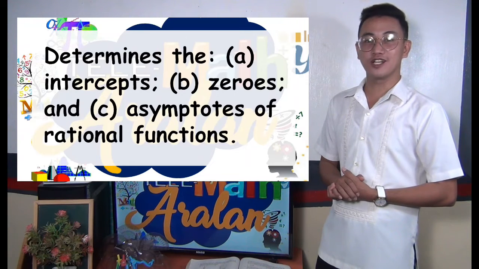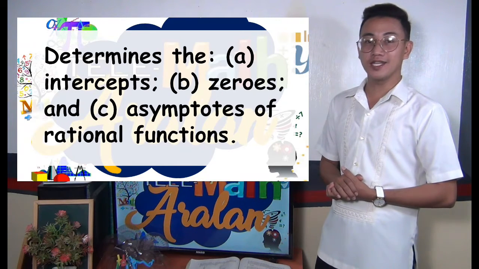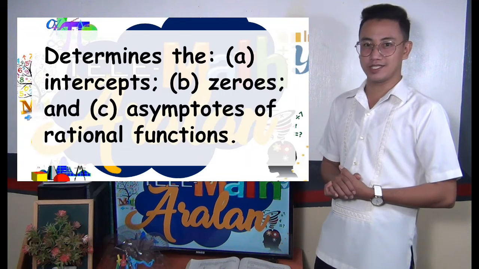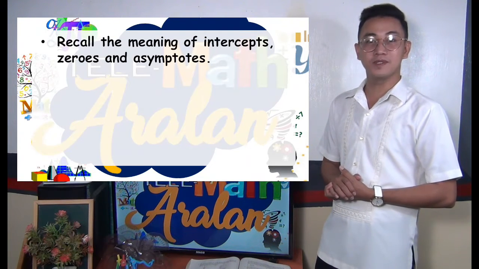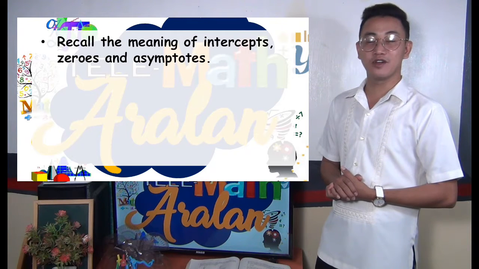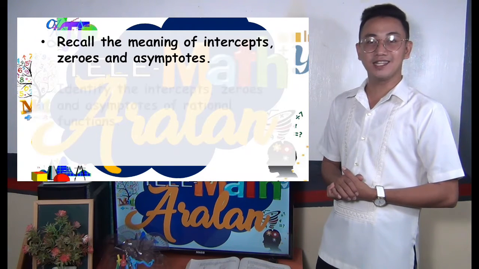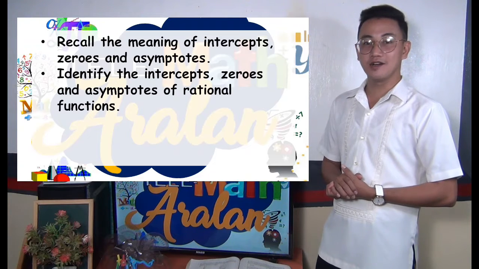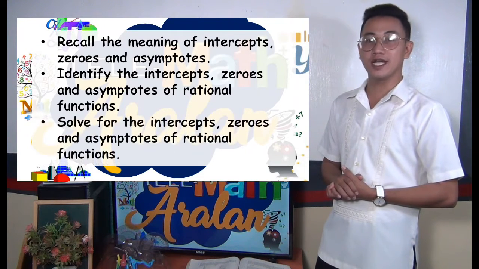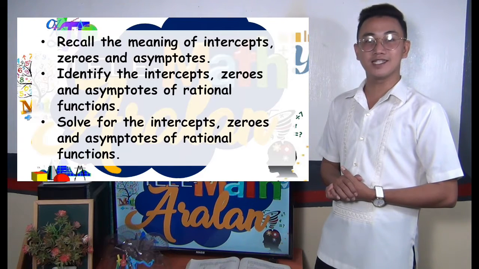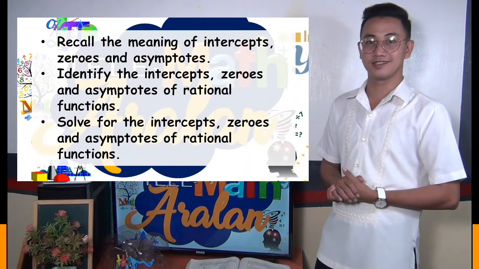Knowing what a rational function is, you are now ready to learn its other properties. It includes recalling the meaning of intercepts, zeros, and asymptotes of a rational function, identifying the intercepts, zeros, and asymptotes of a rational function, and solving for the intercepts, zeros, and asymptotes of a rational function.